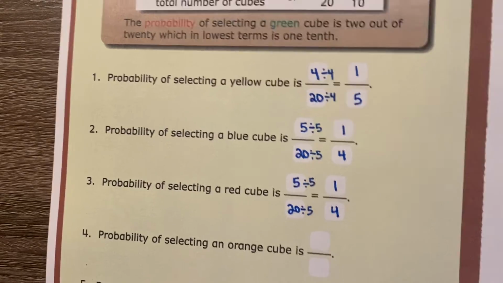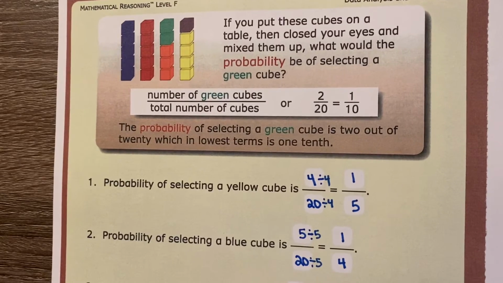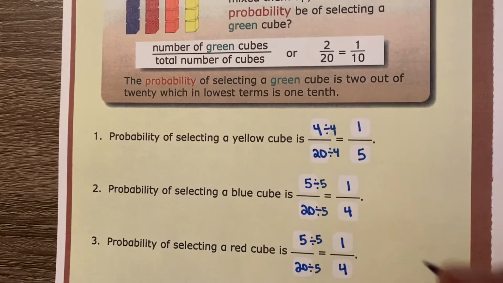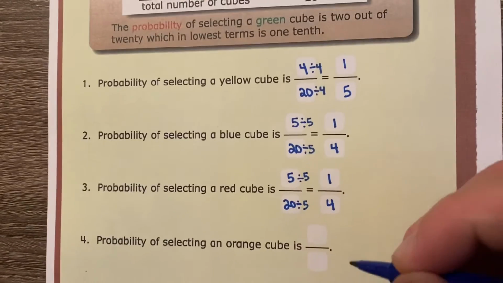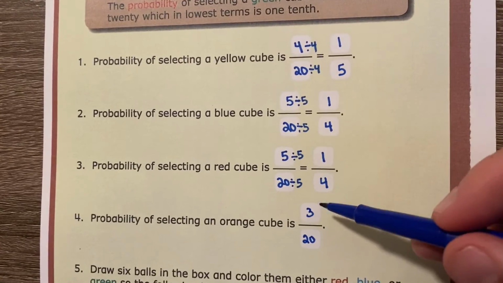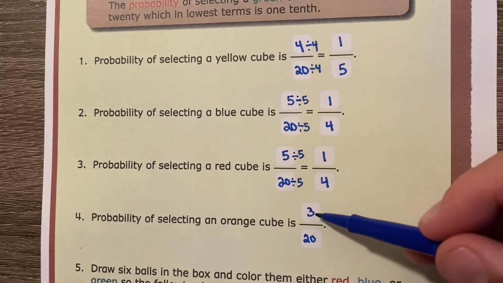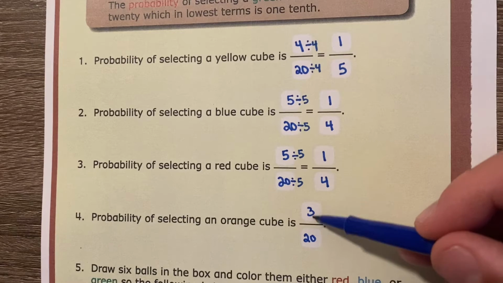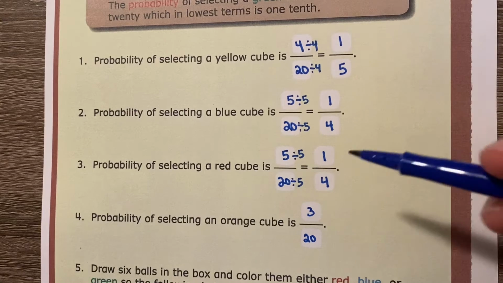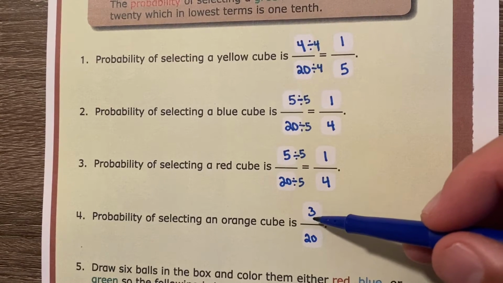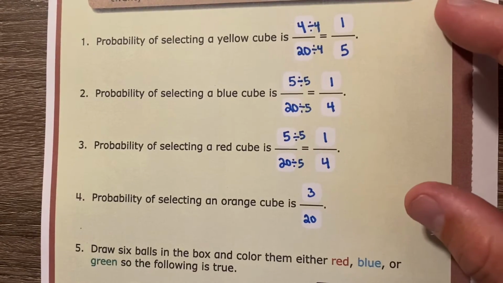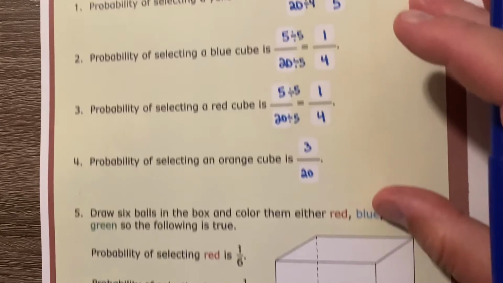Probability of selecting an orange cube. I can see that there's 3 of those. 1, 2, 3. Three out of 20. And this is actually in lowest terms because there's no number other than 1 that'll divide evenly into both 3 and 20. And we say 3 is a prime number. Its only factors are 1 and 3. And 3 will not divide evenly into 20. So that's already in lowest terms.